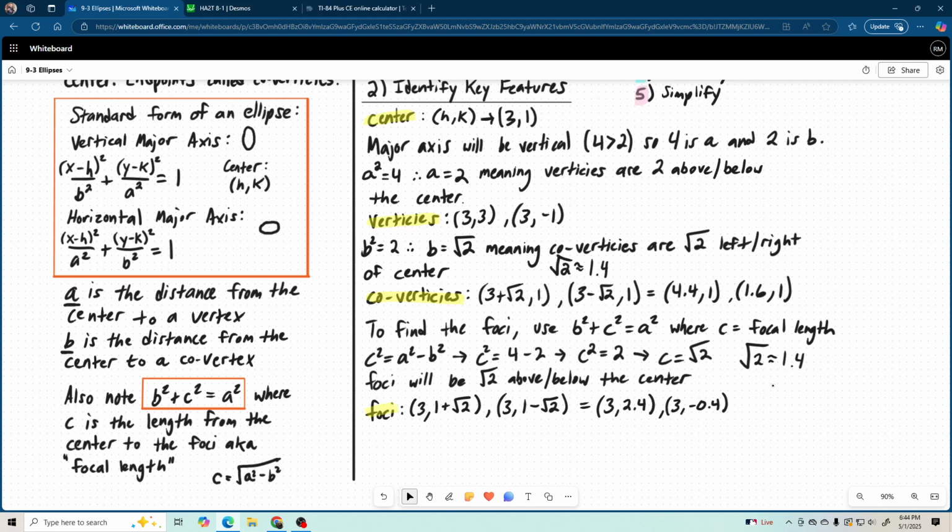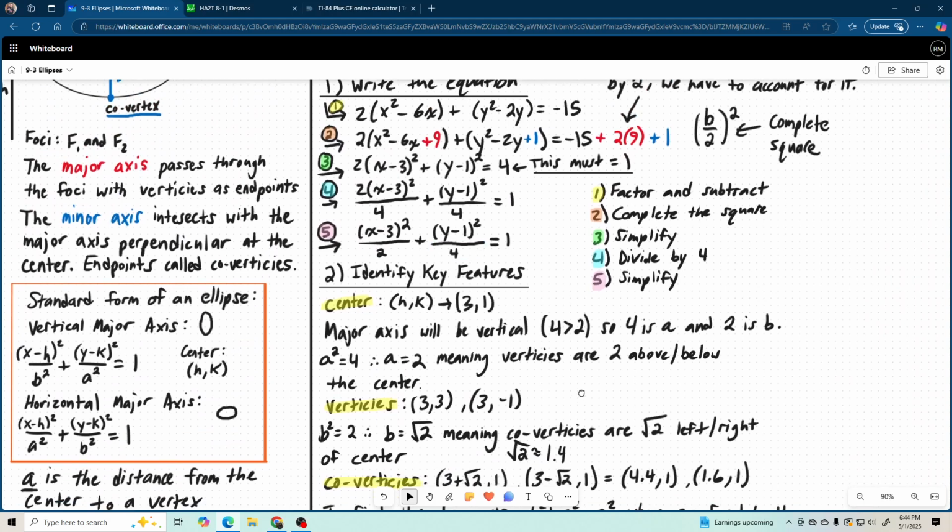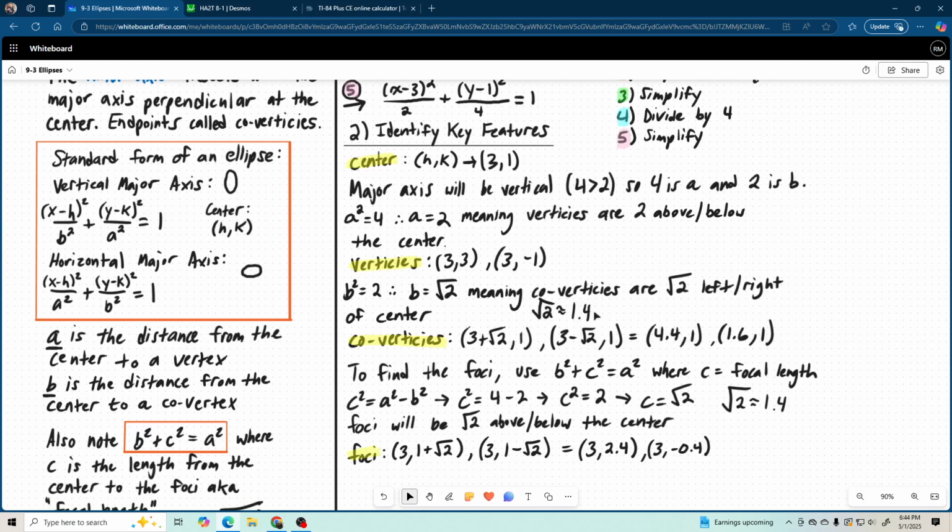And now we can do the same thing, remember? But the foci are always on the major axis. So we're going to be going the same direction as A. The foci and A will always kind of line up with each other. So C and A will line up and B will be the other one. So remember in this case, our A is on the vertical axis, right? So in other words, we're going to be going up and down from the center a distance of 1.4, which is our focal length, which is also C.